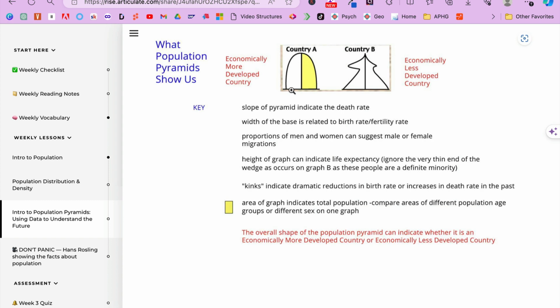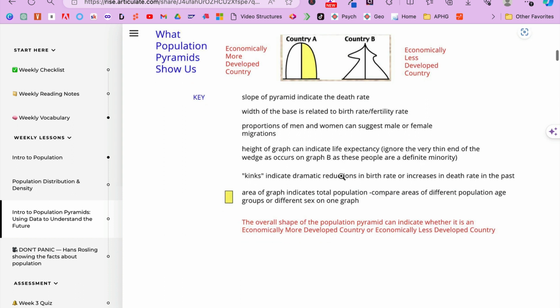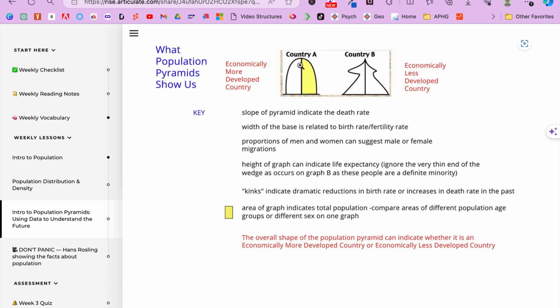If it's one of those stage 5 countries, which we'll get into what that means, it might even start to look like an upside down triangle. So the height can indicate to us life expectancy, because remember up here are those older ages, so more older people are alive. Look over at this country B here, you don't really have as many older people.